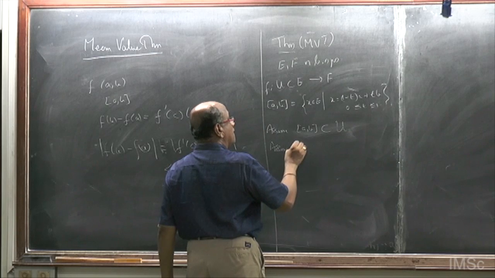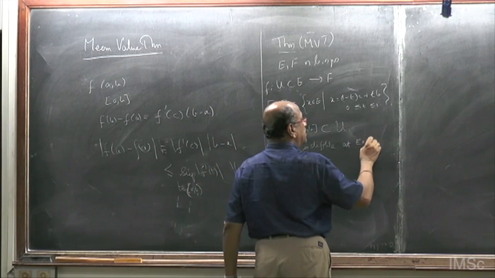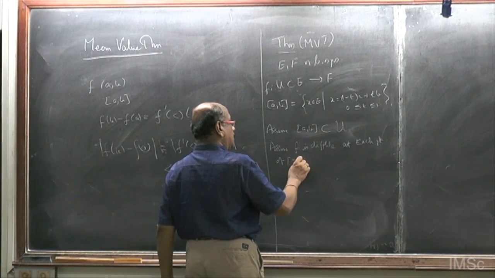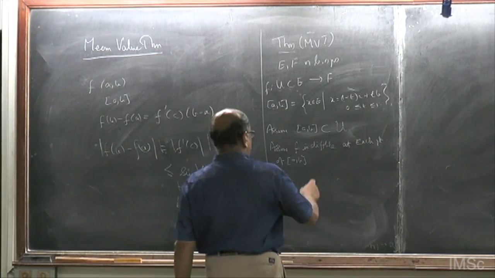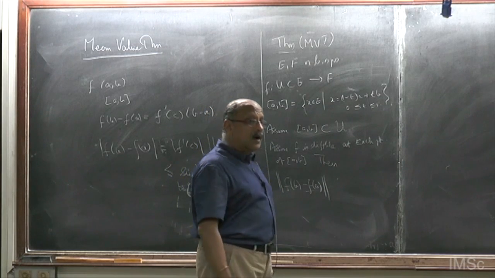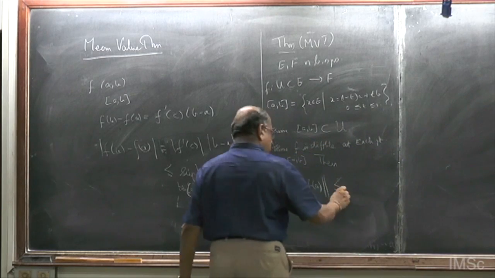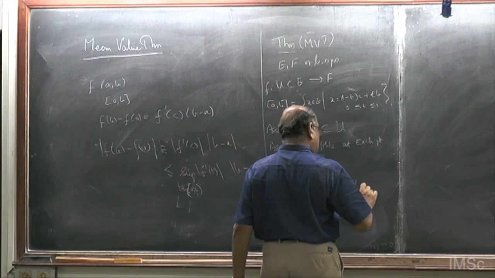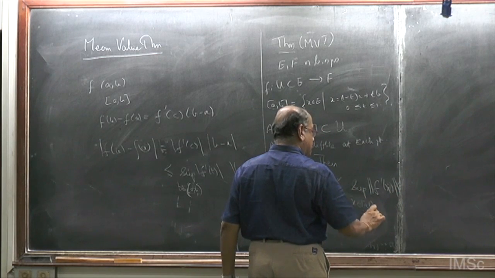Assume f is differentiable at each point of [a, b]. Then the norm of f(b) - f(a) is, because it is still a point inside the open set, I am taking a point inside the open set, less than or equal to the sup of the norm f'(x), x in [a, b], times the norm of b - a.